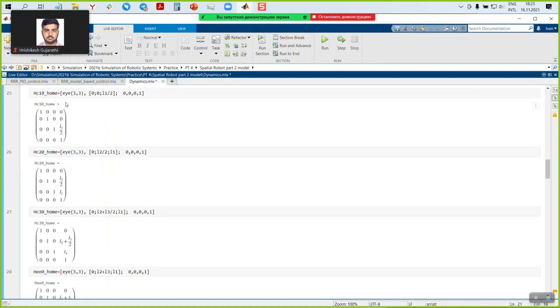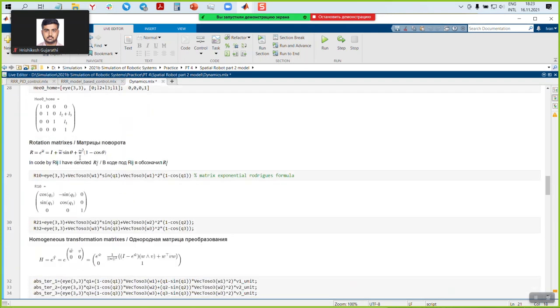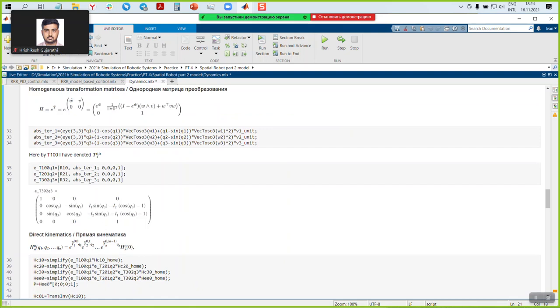Then I believe that what you need to change is the position of the center of masses. And after that, you can see here the rotation matrix. By the way, here you can see the rotation matrix around the z-axis that you just derived on your own, but here I use the matrix exponential Rodrigues formula to derive it. Then you can see here the homogeneous transformation matrix, and here you can see an example of one of the homogeneous transformation matrices for the third link.